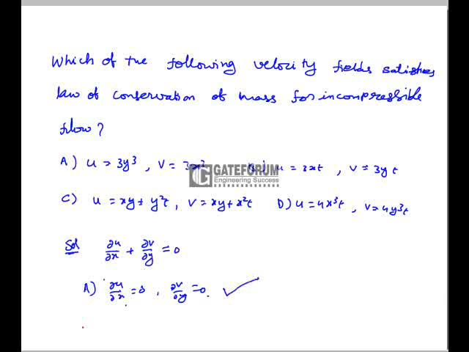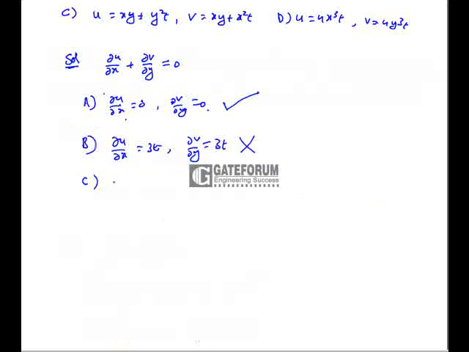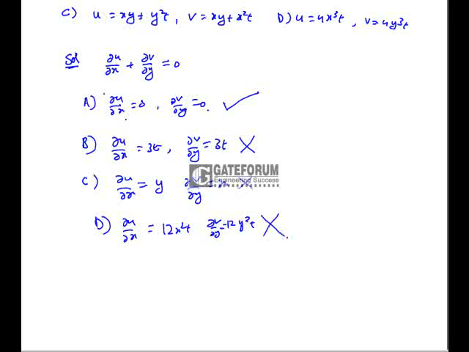Now consider the second equation, that is u is equal to 3xt, that means dou u by dou x is equal to 3t and dou v by dou y is equal to 3t. So dou u by dou x plus dou v by dou y is 6t, so it doesn't satisfy the equation. Now consider the third, dou u by dou x is equal to y and dou v by dou y is equal to x, and dou u by dou x plus dou v by dou y is not equal to 0, so it doesn't satisfy the equation. Now consider the fourth one, dou u by dou x is equal to 12x square t and dou v by dou y is equal to 12y square t. The sum of these two is also not equal to 0, so it doesn't satisfy the equation, and the right answer is A.